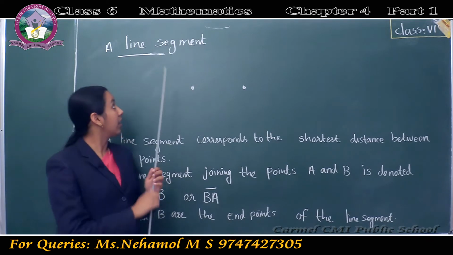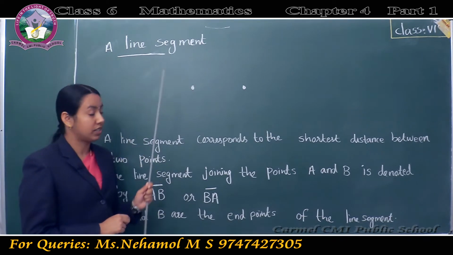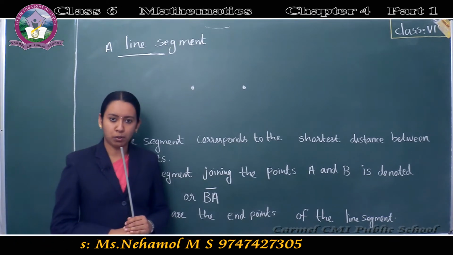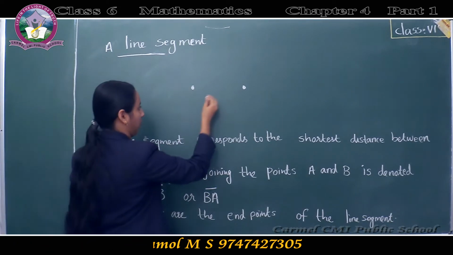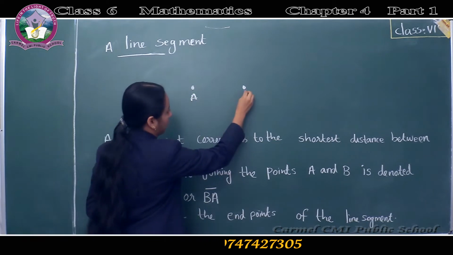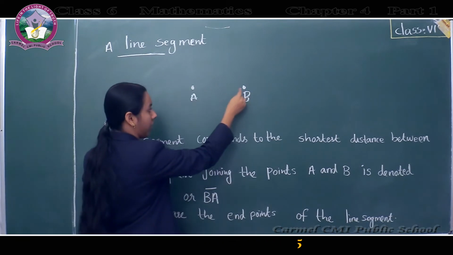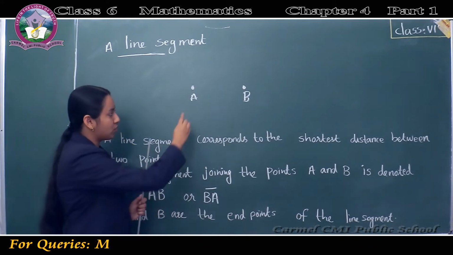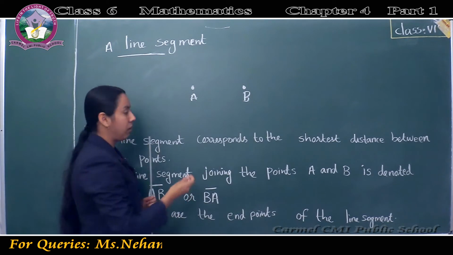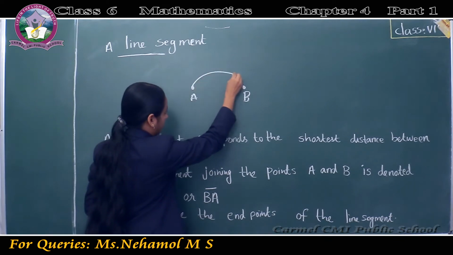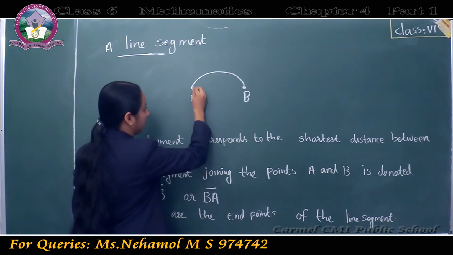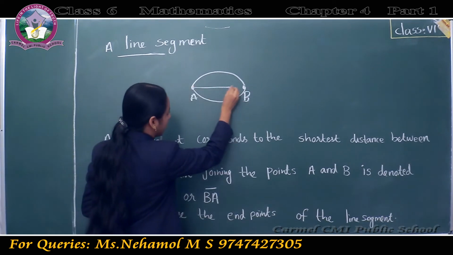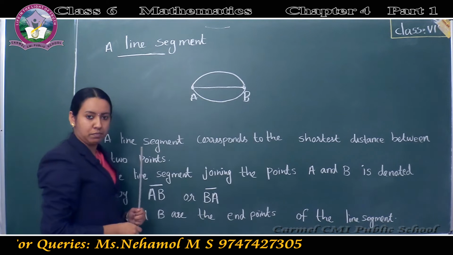Next one is a line segment. We have learned about points. Now here there are 2 points, say point A and point B. We are trying to connect these 2 points by some lines. This line connects A and B. This line also connects A and B. And this line also connects A and B.